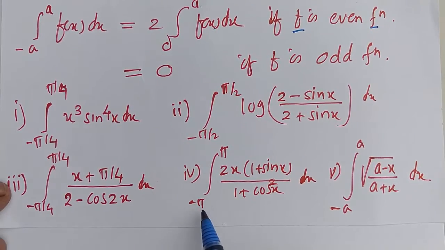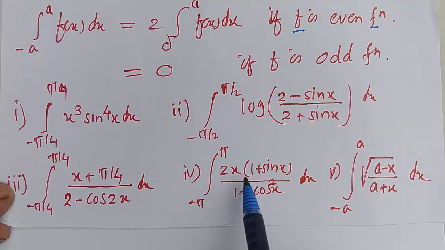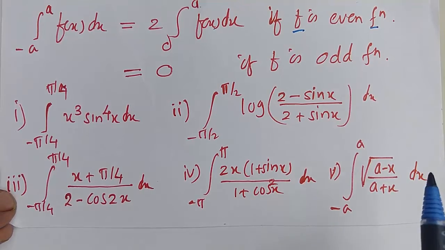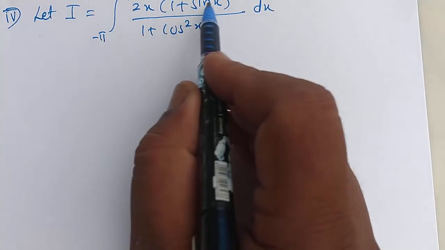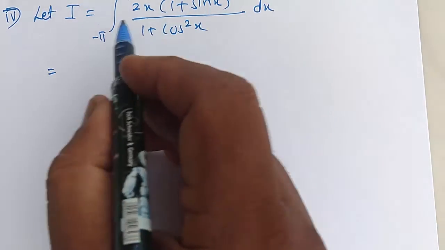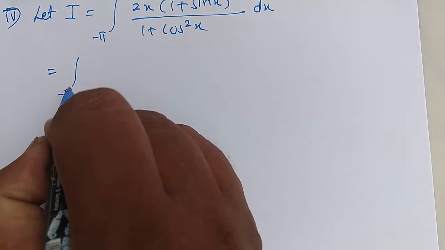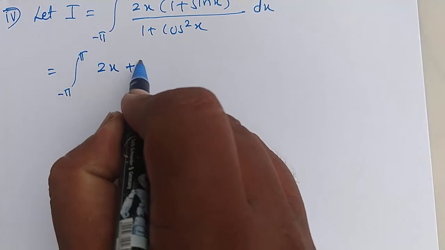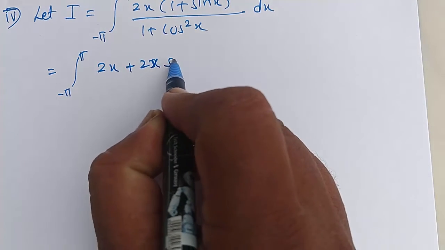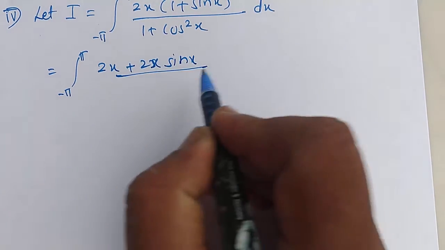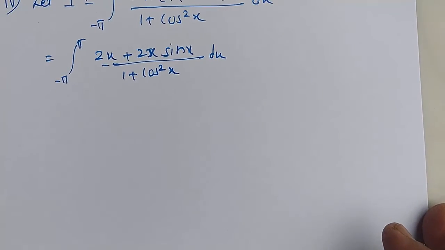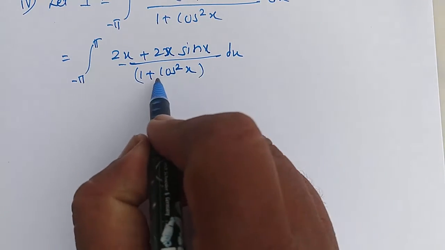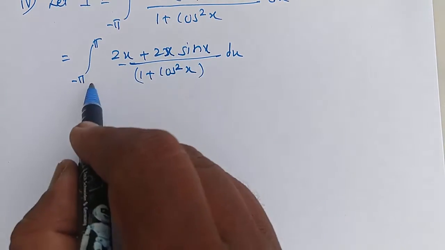Example number 4. Integration from minus pi to pi of 2x into bracket (1 plus sin x) upon (1 plus cos square x). We denote this by I. Now we multiply 2x inside the bracket, so we get integration from minus pi to pi of (2x plus 2x sin x) upon (1 plus cos square x) dx. Now we divide 1 plus cos square x to each term and separate the integration.